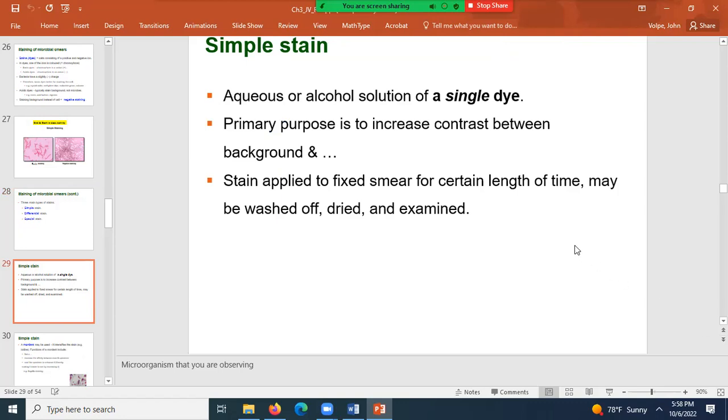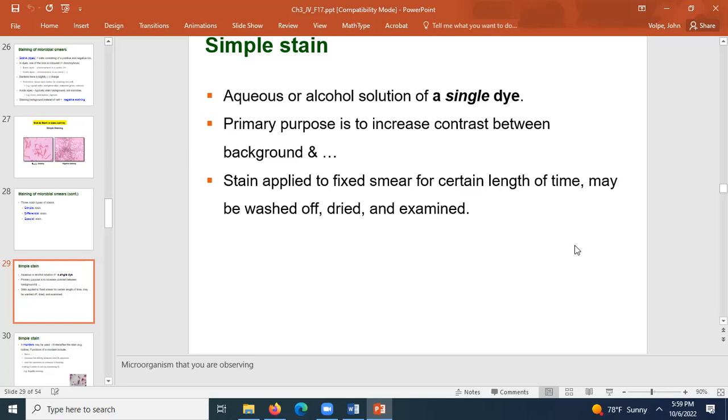All right, a simple stain is where the stain is a single dye, either aqueous or alcohol in solution. The dye is in either alcohol or aqueous solution, and then we use it to stain the cells, and we're only using this one stain, and that's why it's a simple stain. The primary purpose is just to increase the contrast between the background and the cell to improve the resolution.